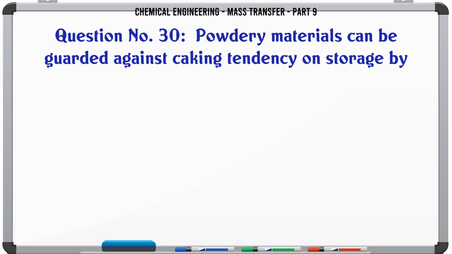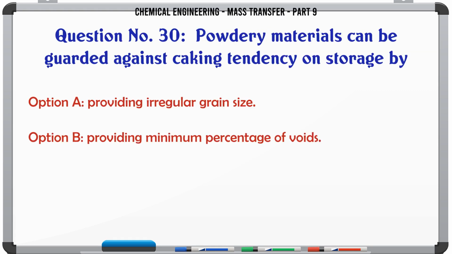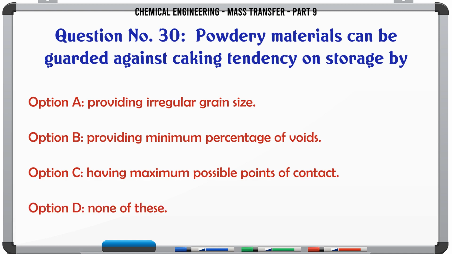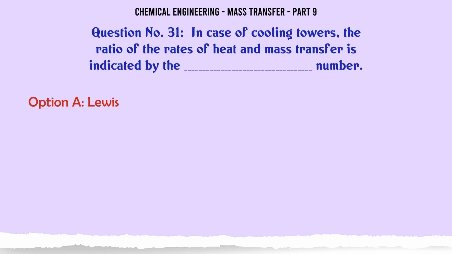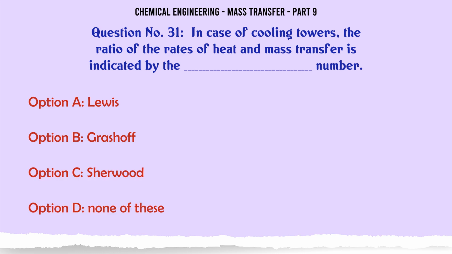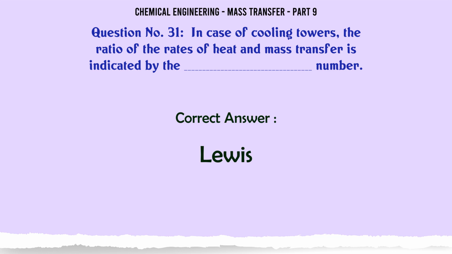Powdery materials can be guarded against caking tendency on storage by A. Providing irregular grain size, B. Providing minimum percentage of voids, C. Having maximum possible points of contact, D. None of these. The correct answer is none of these. In case of cooling towers, the ratio of the rates of heat and mass transfer is indicated by the number A. Lewis, B. Grasshopper, C. Sherwood, D. None of these. The correct answer is Lewis.